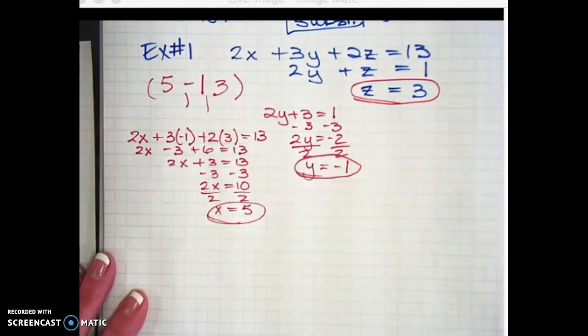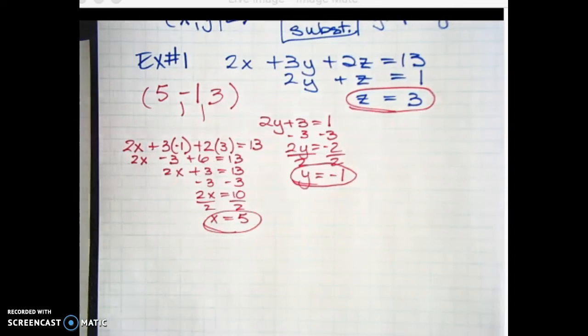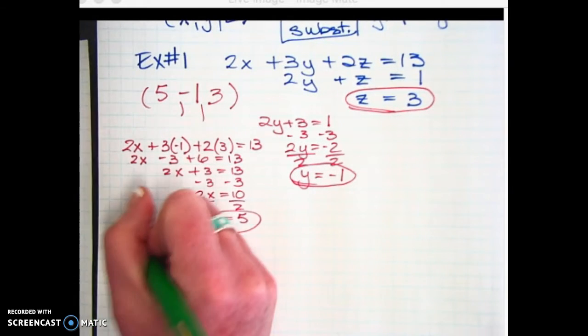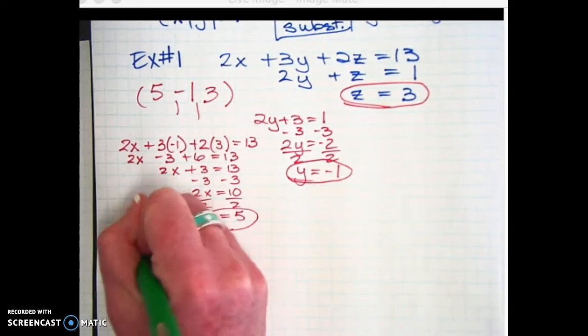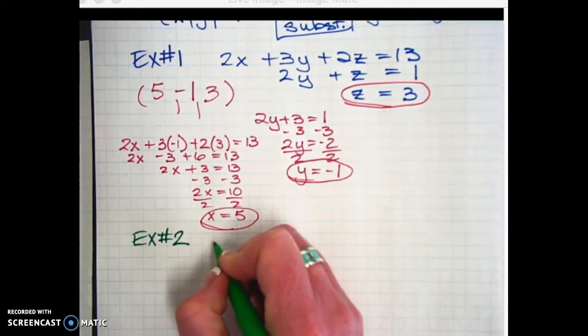Once you have all 3 of your variables, you're good to go. Any questions on example 1? All right. So that's an easy example. Let's look at a slightly more complicated one that requires a little more work.